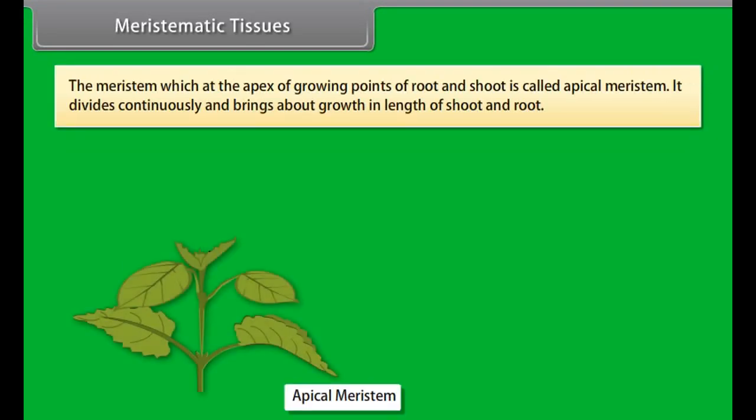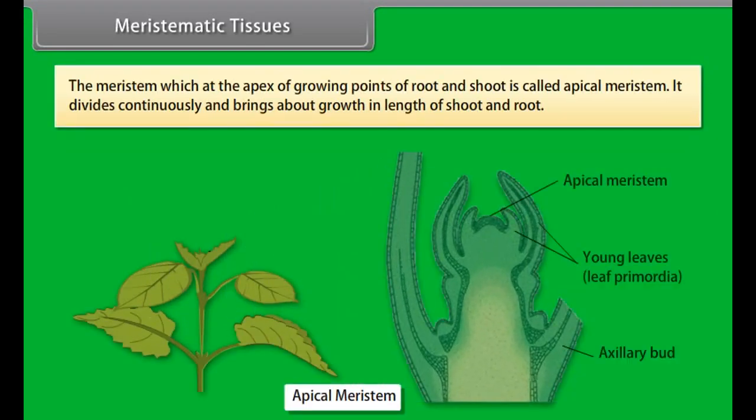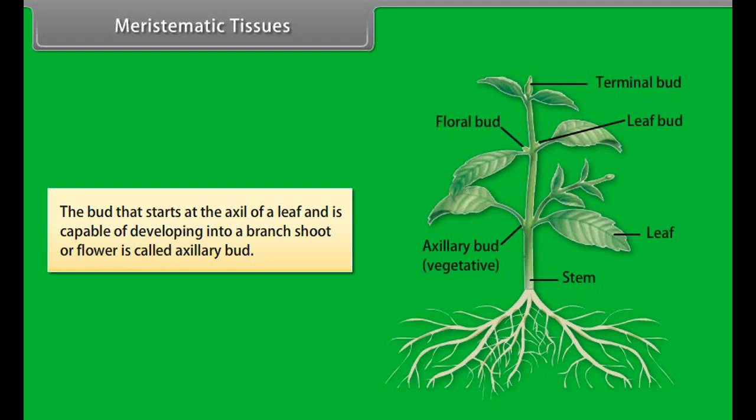The meristem, which is at the apex of growing points of root and shoot, is called apical meristem. It divides continuously and brings about growth in length of shoot and root. The bud that starts at the axil of leaf and is capable of developing into a branch, shoot or flower is called axillary bud.